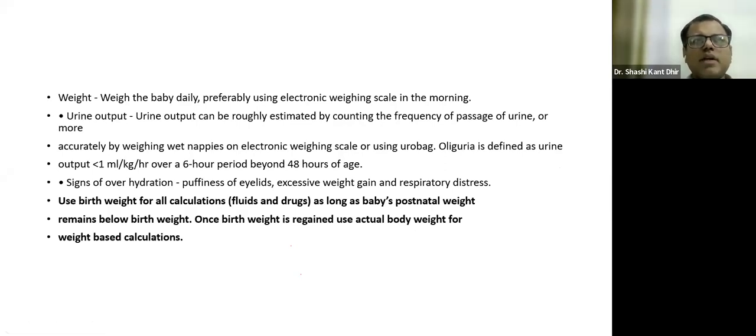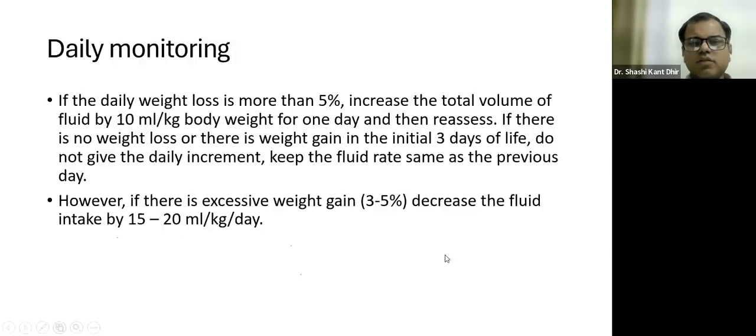The baby's weight is very important. If the initial weight was 1.5 kg and after 5 days the weight is 1.6 kg, we should calculate the fluid requirement as per the maximum weight. But if the weight is less than the birth weight, then we should calculate on birth weight only. It is very commonly seen that babies lose weight during the first few days of postnatal life. So if the baby has lost weight, we should give the fluid according to the weight which is more, either the birth weight or the maximum weight. Once the birth weight is regained and the baby has started gaining weight, then we give the fluid according to the higher weight.